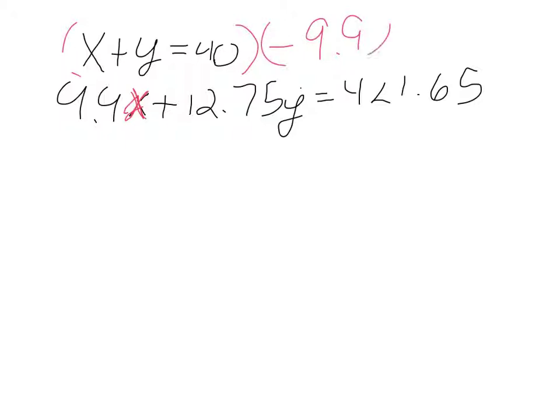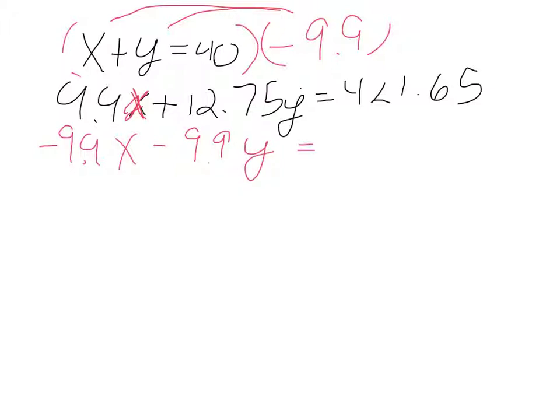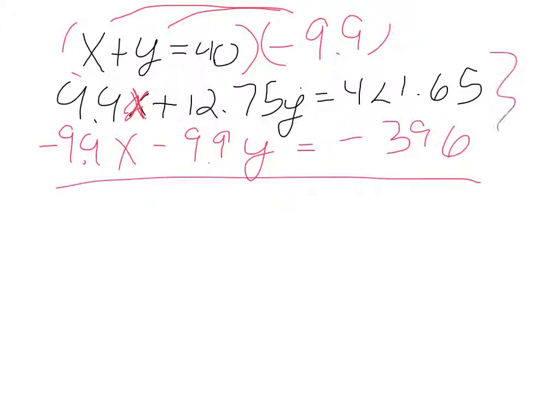When I do this, if we multiply everything by that, we're going to get some cancellation. So, negative 9.9 times x is negative 9.9x. Negative 9.9 times y is negative 9.9y. And then, if we have 40 times negative 9.9, this is going to give us negative 396. So I'm just going to go ahead and use these two equations to add them together. Here, of course, our x's cancel out. Our 12.75 minus 9.9 is 2.85.